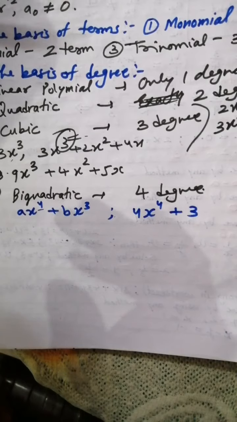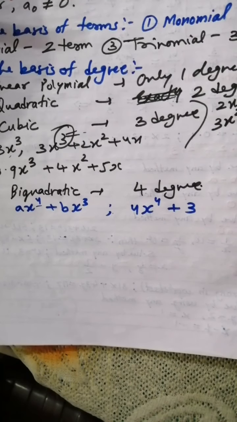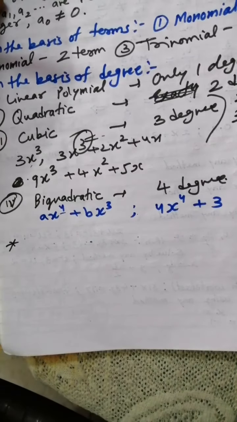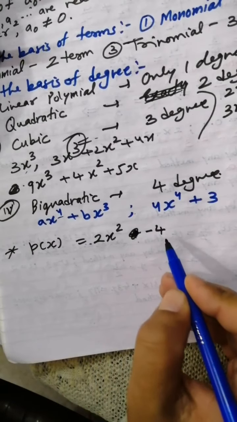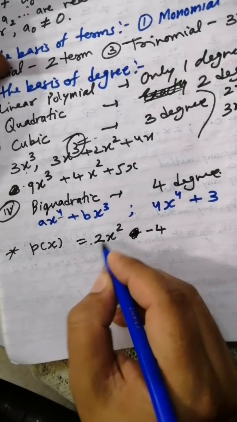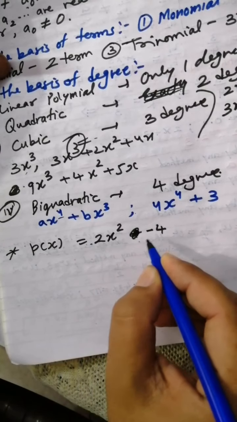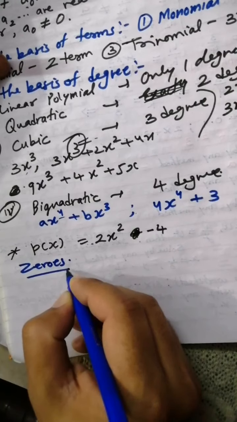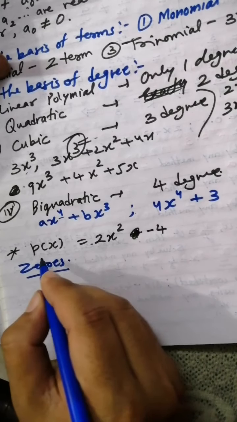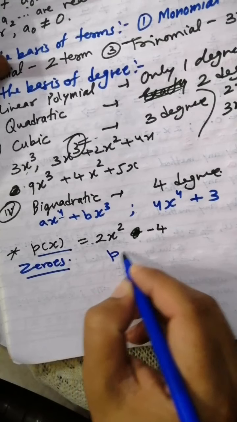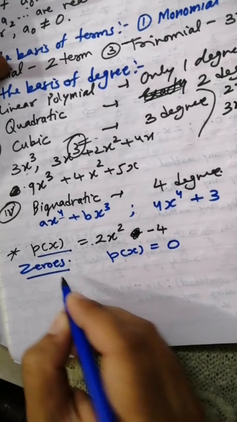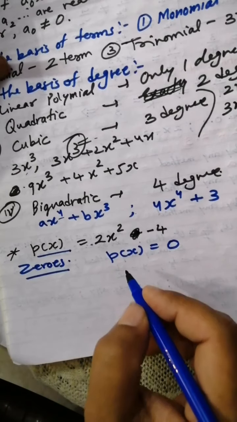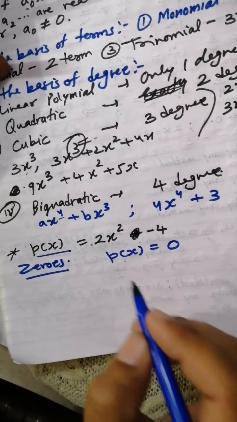So now here we will discuss the zeros of polynomials. Suppose we are taking a polynomial 2x square minus 4. Now if we have to find the solution, or the zeros, of any polynomial: zeros means the number or solution which satisfies this polynomial whenever we write p(x) equals 0. Zeros may be defined as the solution of any polynomial whenever you put p(x) equals 0.